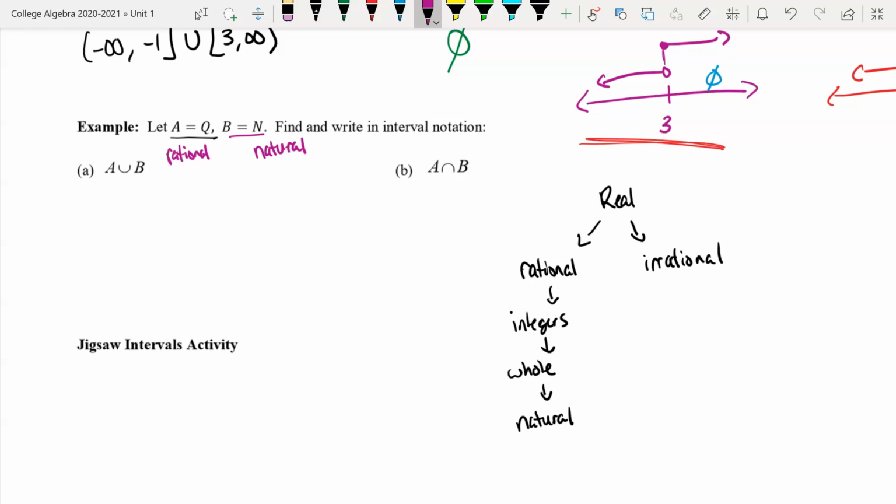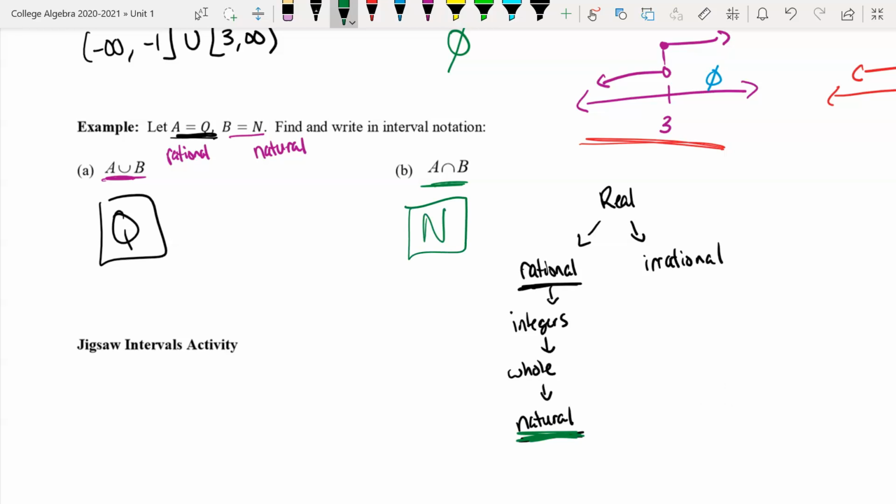Alright, so if they ever ask for the union, you take the set of numbers that is the furthest up. So natural is all the way down here at the bottom. Rational is pretty close to the top. So union, my answer would be the Q, the rational numbers. And I'm going to use a symbol. Now if they ask for intersection, you take the one that's the furthest down. So in this case, it would be natural numbers. So my answer would be N. Again, we did this in the last lesson. It's kind of tying it all together now.